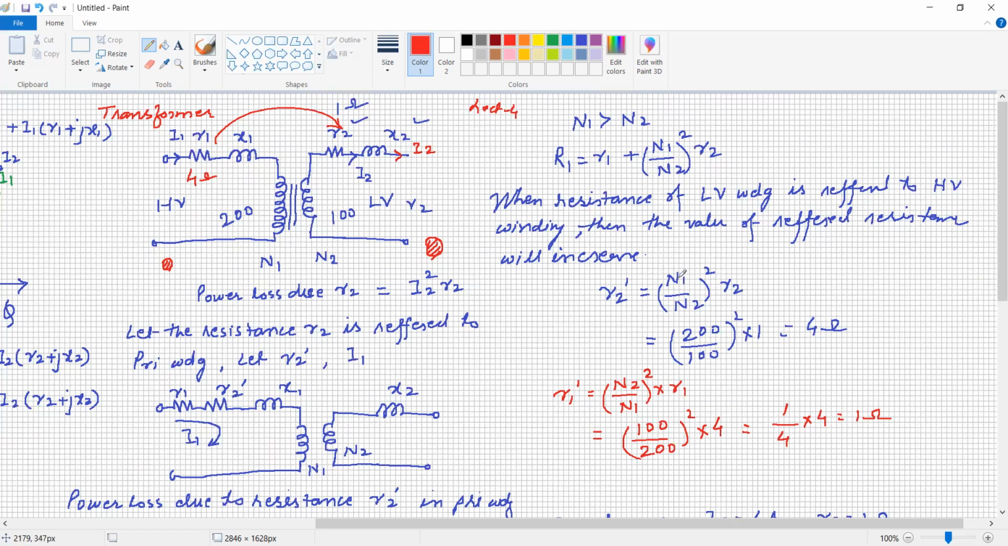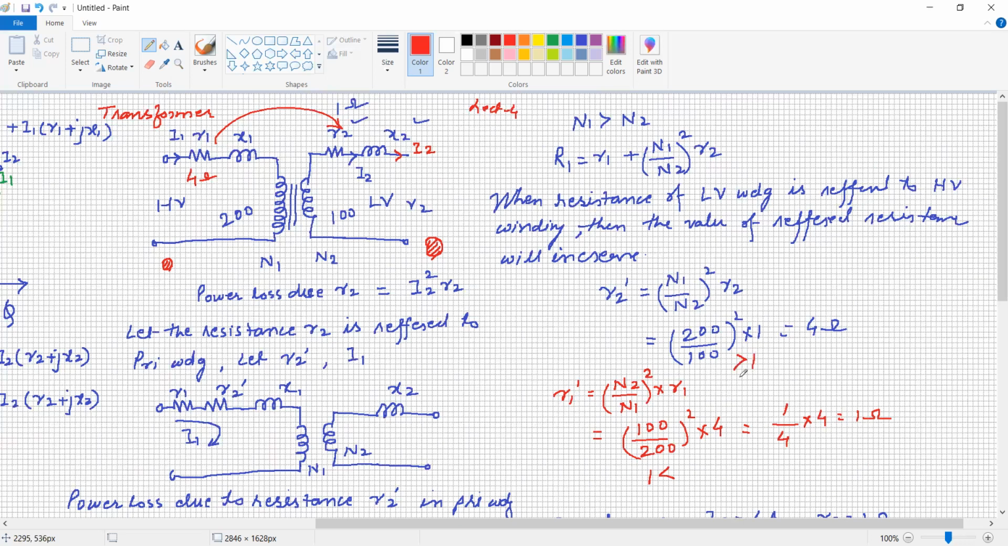Therefore, the number of turns in the primary should be in the denominator, and the numerator will be more and the denominator will be small. When resistance and reactance are referred from a high voltage winding to the low voltage winding, the value should decrease. So the ratio should be less than 1. So here the ratio is less than 1, and here the ratio is greater than 1.